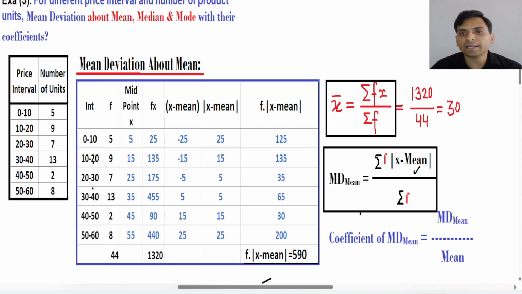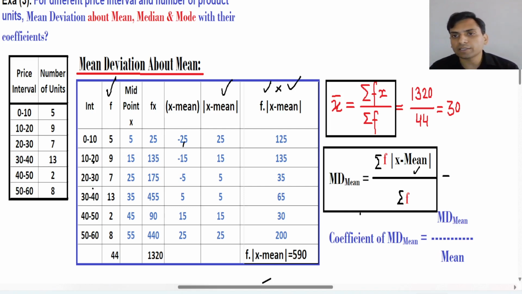Then we will take its modulus. Modulus means all negative values convert into positive, and positive remains positive. After that your requirement is f into modulus. So we will construct a column for f multiplied with its modulus, then you will get this column, and the summation of this is 590.